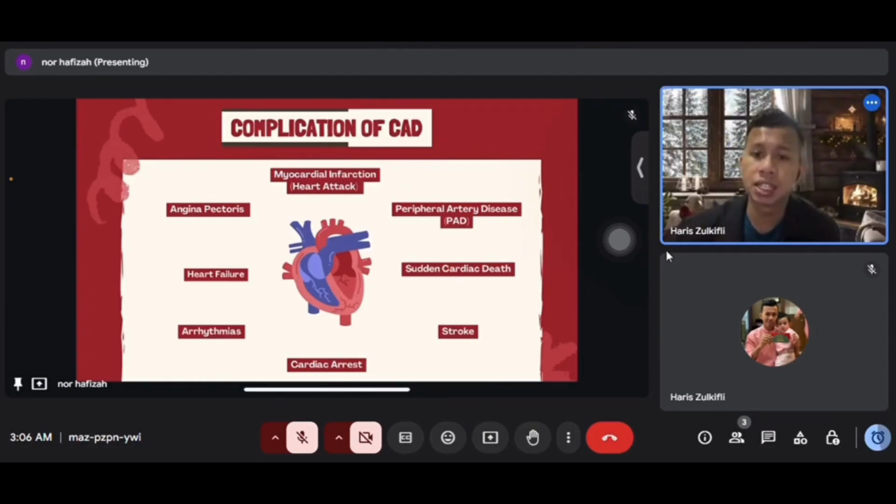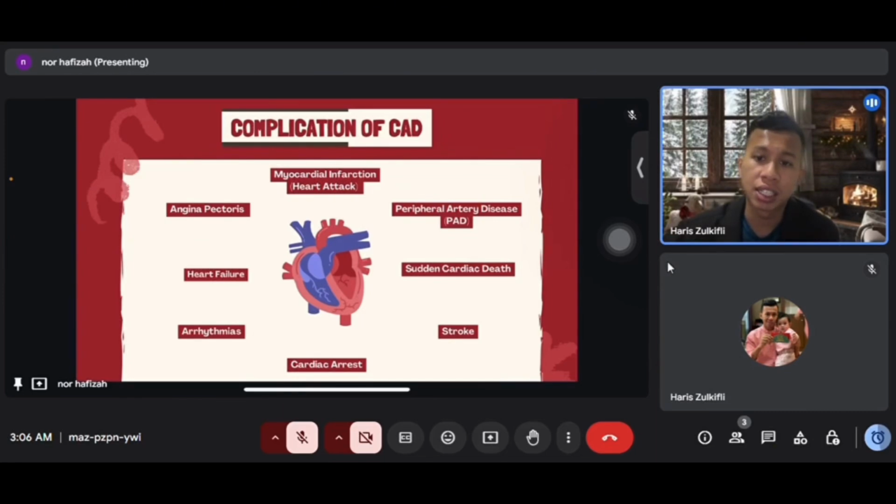After that is cardiac arrest, which is a sudden loss of heart function, often due to a severe arrhythmia like ventricular fibrillation caused by extensive damage to the heart muscle. And then we have stroke, where CAD increases the risk of blood clots forming, which can travel to the brain and cause an ischemic stroke.